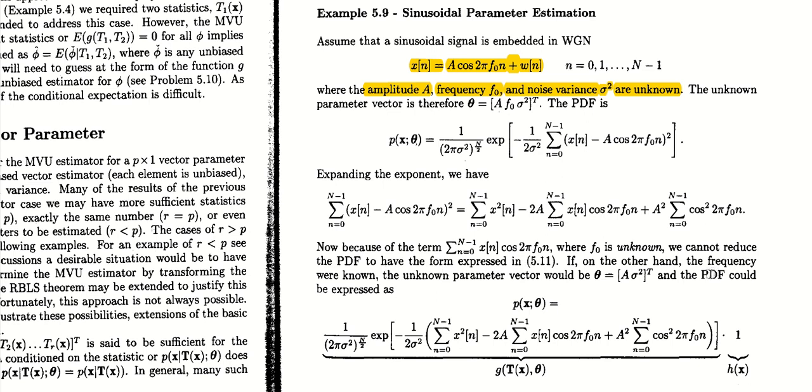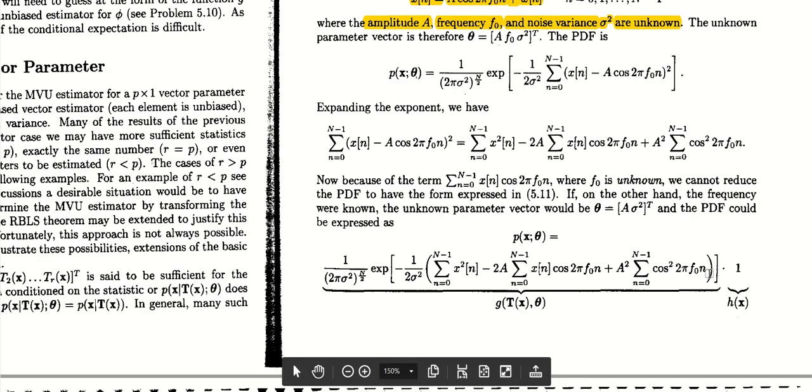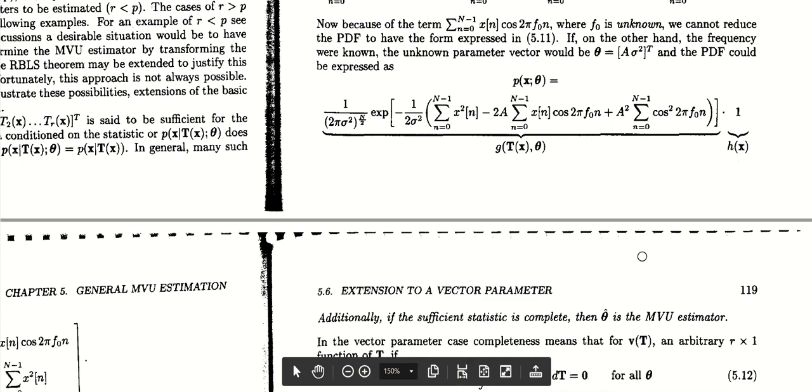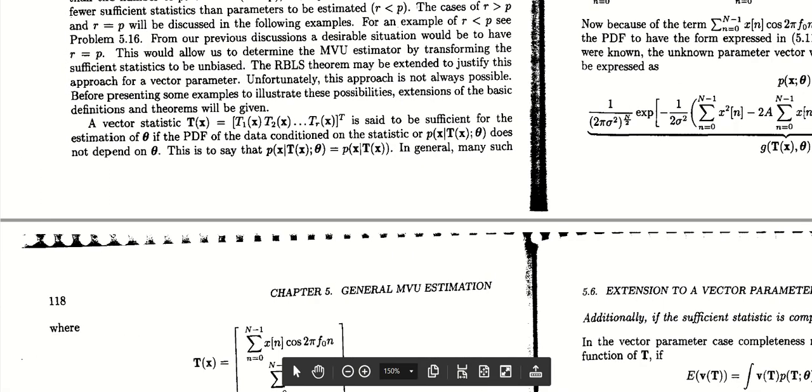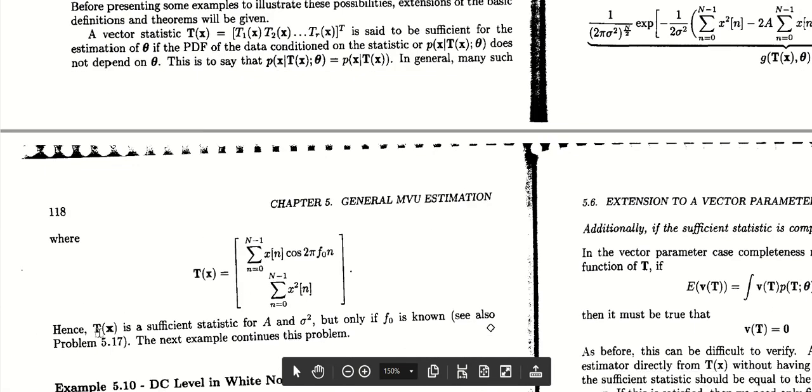On the other hand, if the frequency were unknown, the unknown parameter vector... I'm sorry, 更正一下。If the frequency is known, the unknown parameter will be this. The PDF could be expressed in this form. Then we continue on here. T of x is a sufficient statistic for A and sigma square, but only if f0 is known.